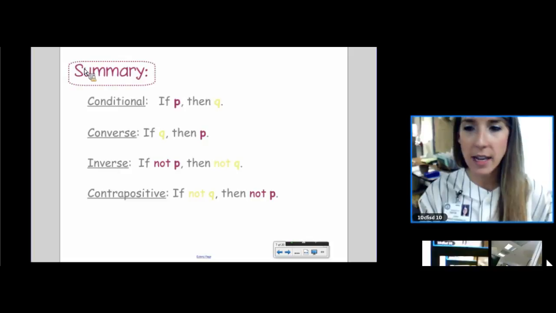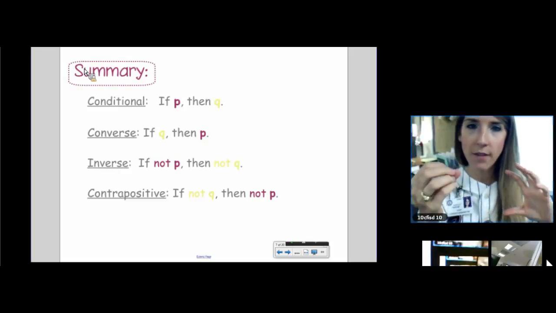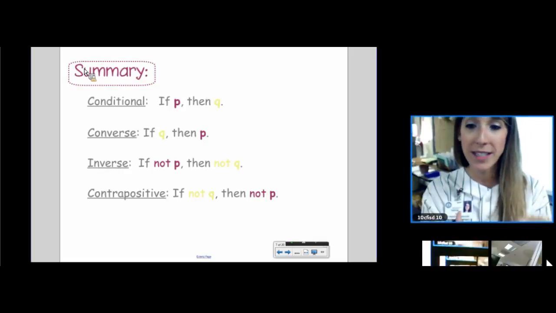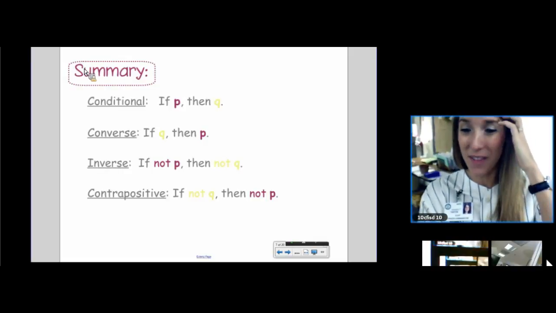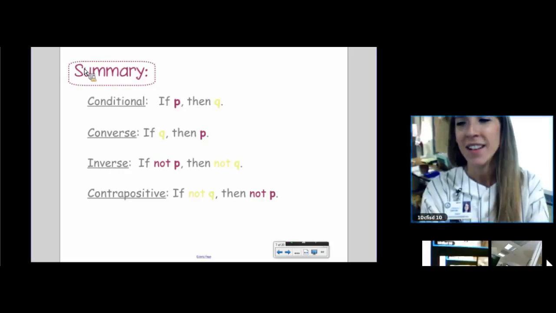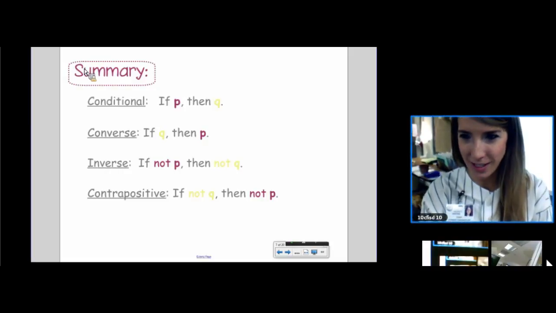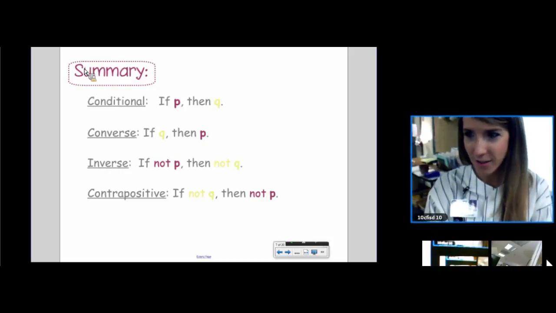And then contrapositive is where you take the converse and the inverse and you hybrid them. It's both of them. You switch places and you not. So I don't even remember my sentence. If I do not wear the huge jersey to school, then it is not Jersey Day.